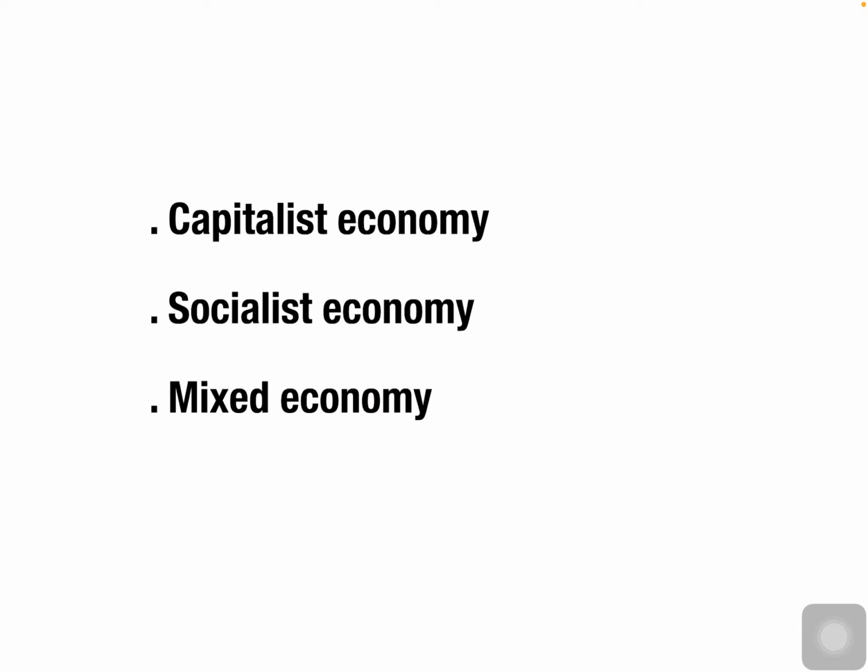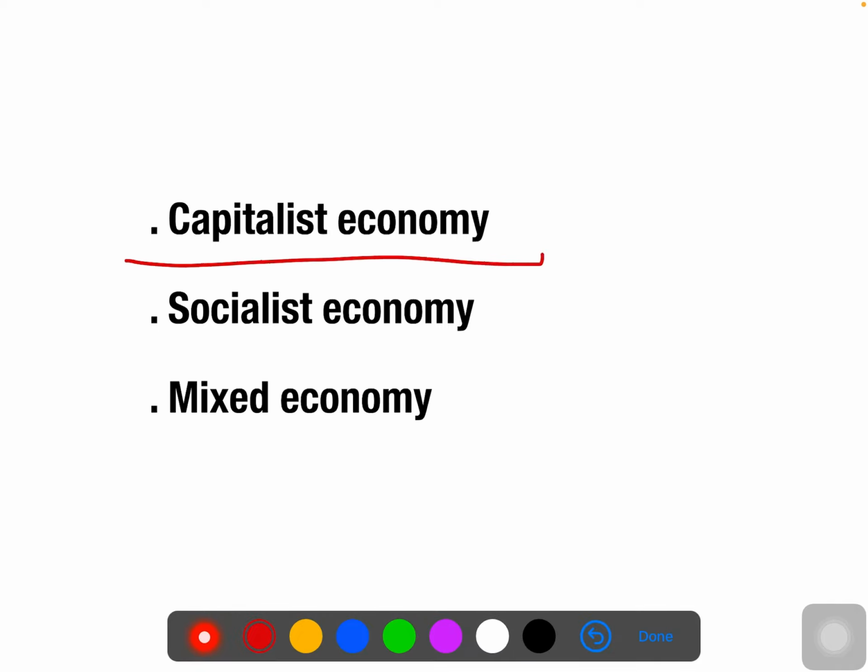To answer all these problems, we have solutions. Each and every economy depends on its circumstances, its policy, and its environment, and each has taken some solution. Those solutions are three economic systems: the capitalist economy, the socialist economy, and the mixed economy. In this video, I am going to talk about the capitalist economy, what it is, how it solves the problems, and its merits and demerits.